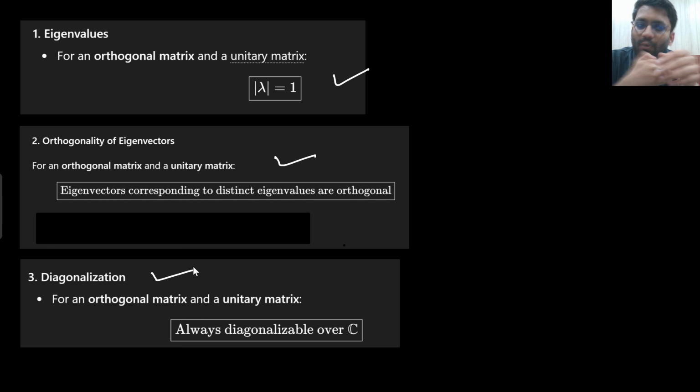For orthogonality, all of them will be orthogonal: eigenvectors corresponding to different eigenvalues will be orthogonal to each other. What about diagonalization? All of them will be diagonalizable. So orthogonality and diagonalization are not a matter of concern. Only the eigenvalue is a matter of concern. For orthogonality, we just need to remember that eigenvectors corresponding to different eigenvalues are orthogonal to each other. So this is the conclusion of everything, but these proofs were also very important.